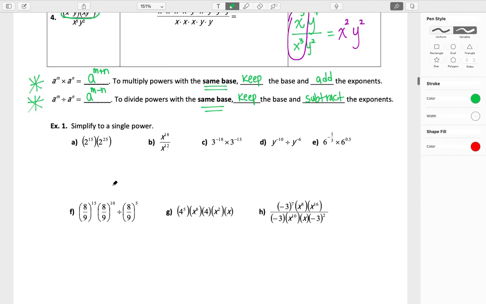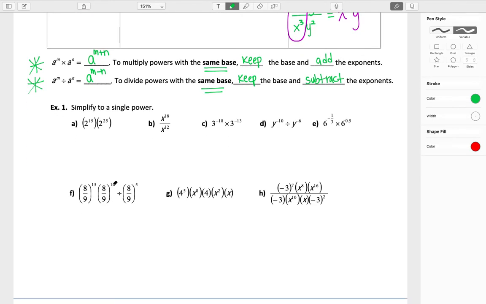Okay. Now let's try some questions. So number 1a. Notice how we have the same base. The base is 2. And when they're right beside each other, you're multiplying. So it's 2 to the exponent of 15, and you're adding because you're multiplying. So 15 plus 25. Therefore, it's 2 to the 40.